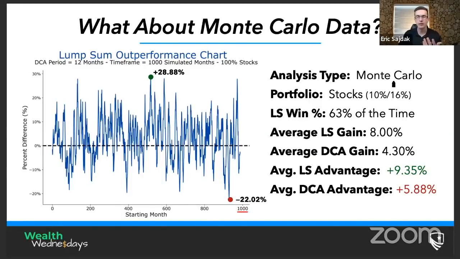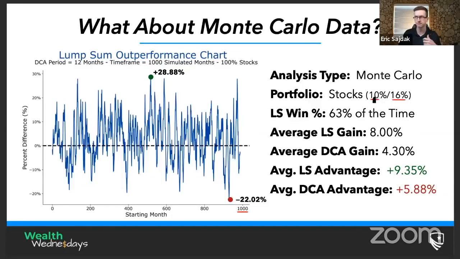We're Monte Carloing this, meaning that we're simulating this data with historical stock returns, 10% returns with 16% standard deviation. And once again, we see similar things play out. So it's not just history that is showing that lump summing wins because there's a sequence of returns that makes a lot of sense in history. We see this with Monte Carlo data as well. And we can start to simulate a bunch of different kinds of return metrics.